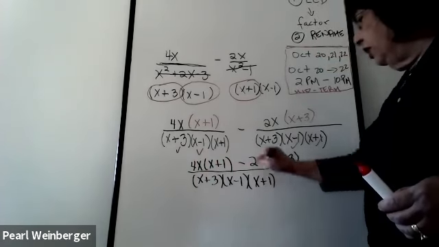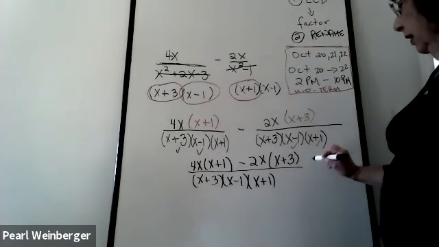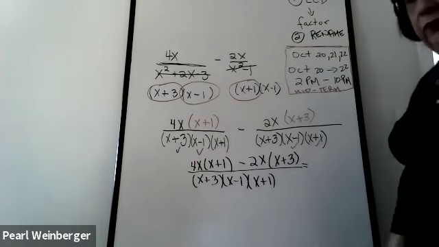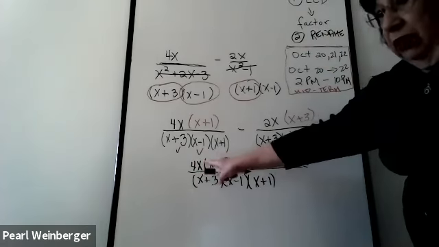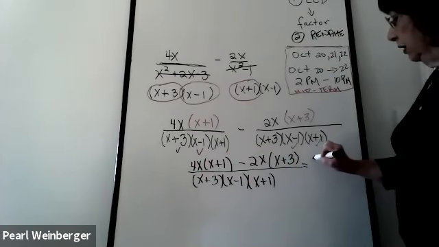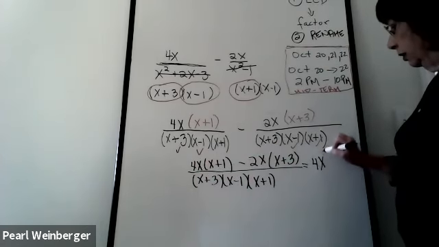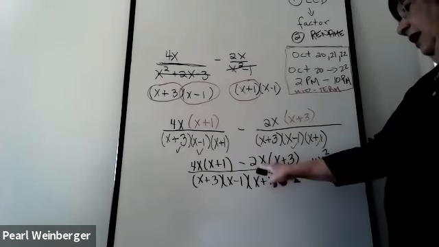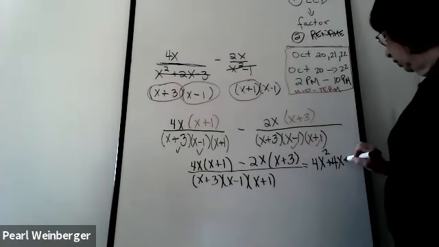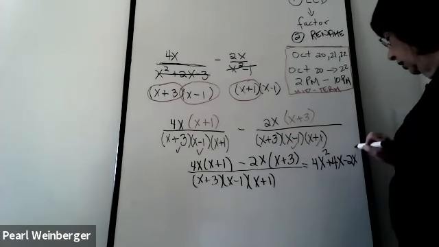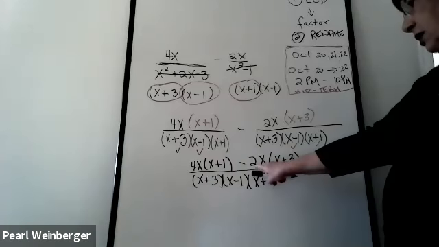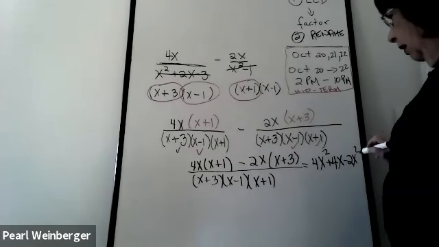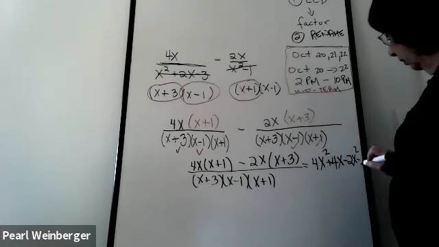Now you're going to have to be very careful when you're combining the like terms. Let's do it over here. I have 4x times x plus 1 will give me 4x squared plus 4x. And then I have minus 2x times x, which is minus 2x squared. Running out of space. Negative 2x times 3 is minus 6x.